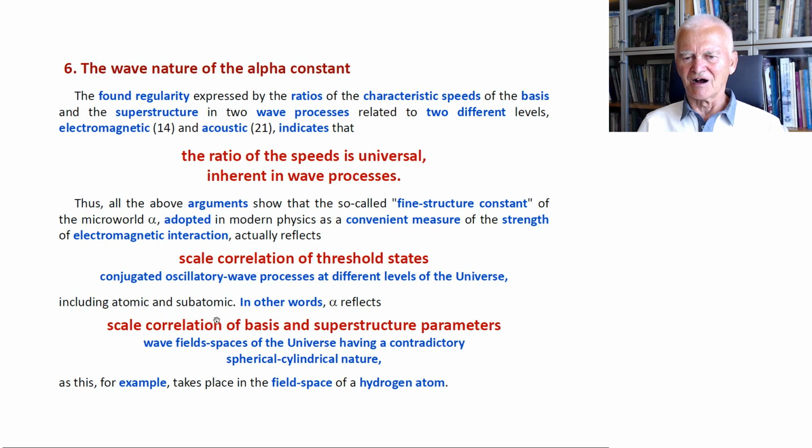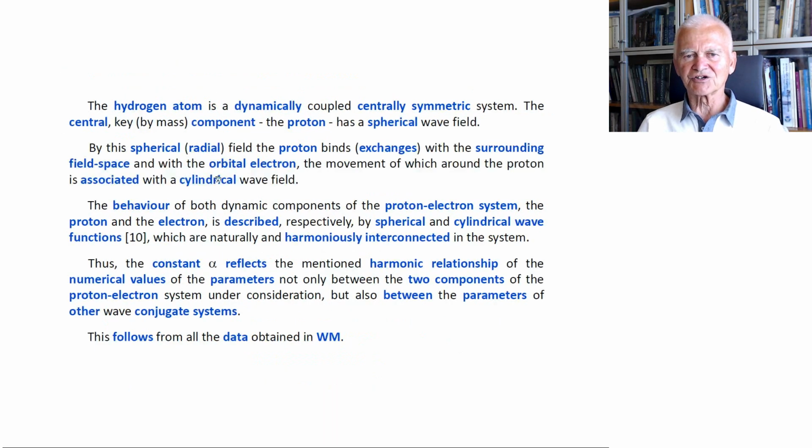In other words, alpha reflects the scale correlation of basis and superstructure parameters, wave field spaces of the universe having a contradictory spherical and cylindrical nature. As this, for example, takes place in the field space of the hydrogen atom. The hydrogen atom is a dynamically coupled, centrally symmetric system. The central, key by mass component, the proton, has a spherical wave field. By this spherical radial field, the proton exchanges with the surrounding field space, and with the orbital electron, the movement of which around the proton is associated with a cylindrical wave field.